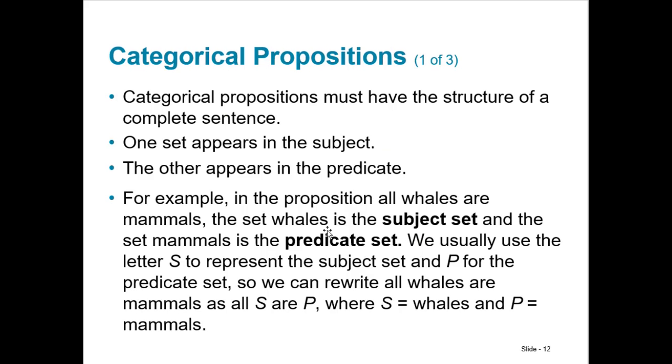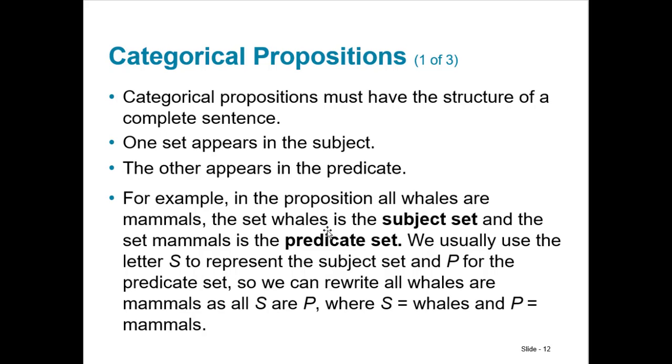Okay, how about categorical propositions? So categorical propositions must have the structure of a complete sentence. One set appears in the subject, the other appears in the predicate, whatever the heck a predicate is, right? For example, in the proposition, all whales are mammals, the set whales is the subject set and the set mammals is the predicate set, right? So the subject set is the first part and then the predicate set is the second part when we're talking about a subset of something. So we normally use the letter S to represent the subject and P for the predicate.